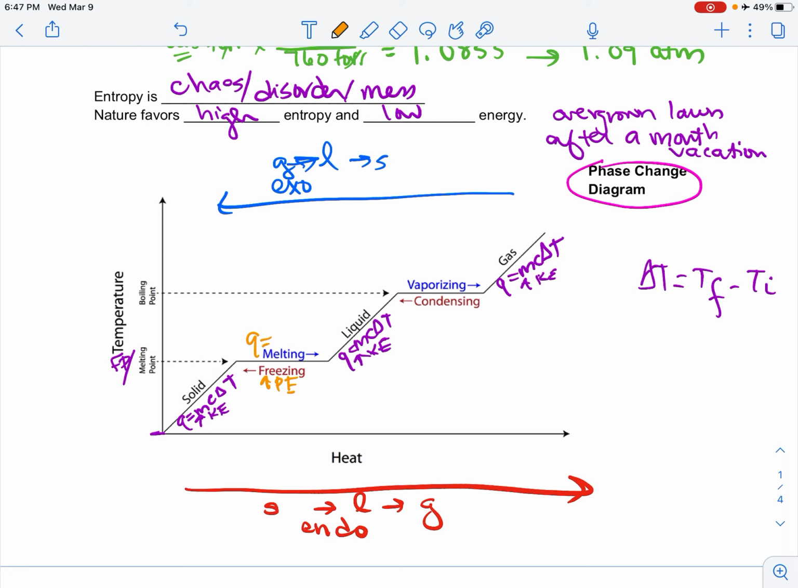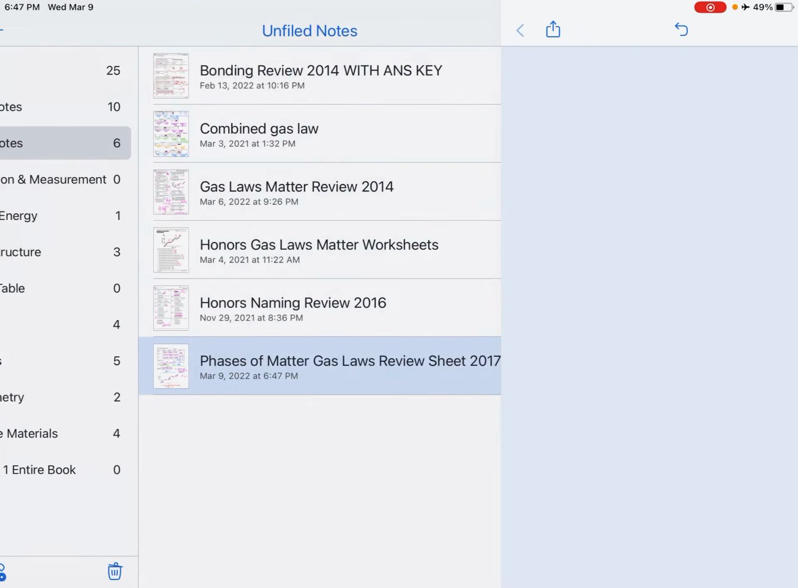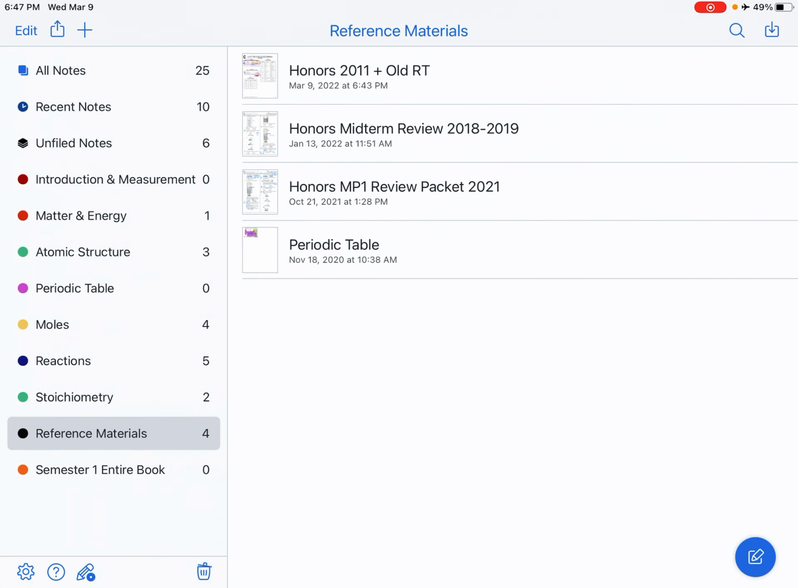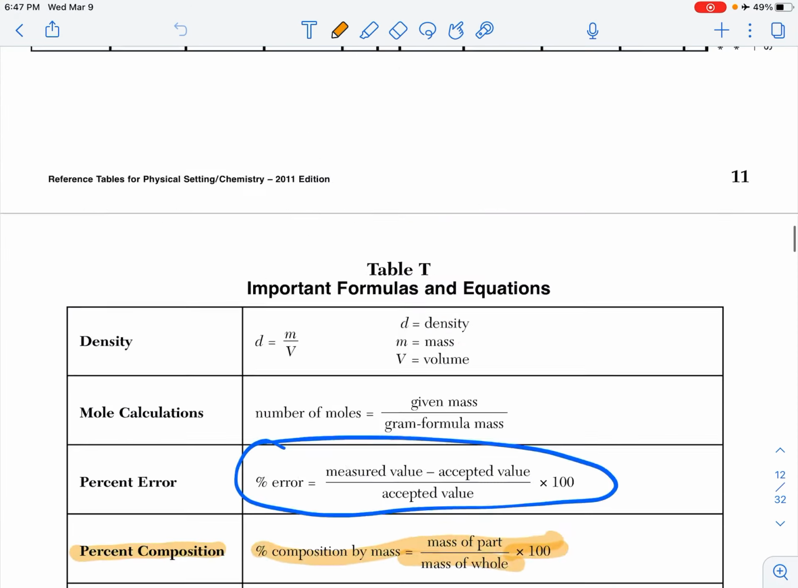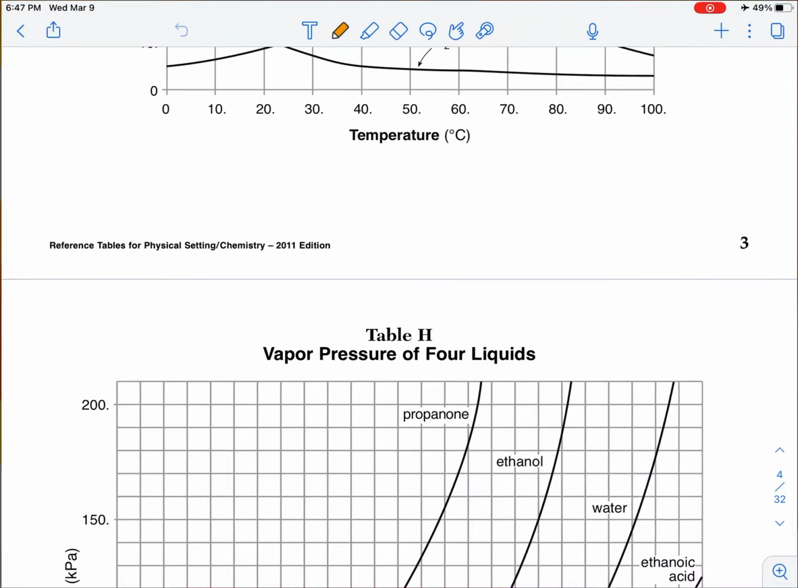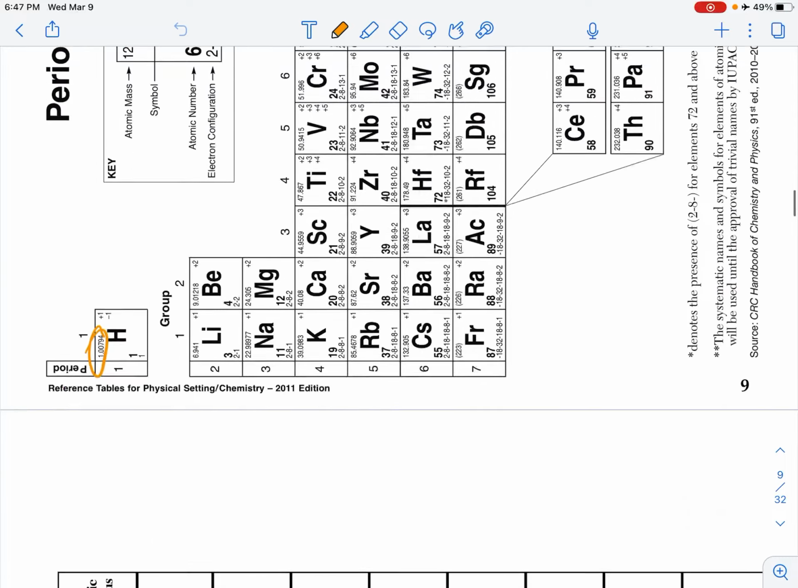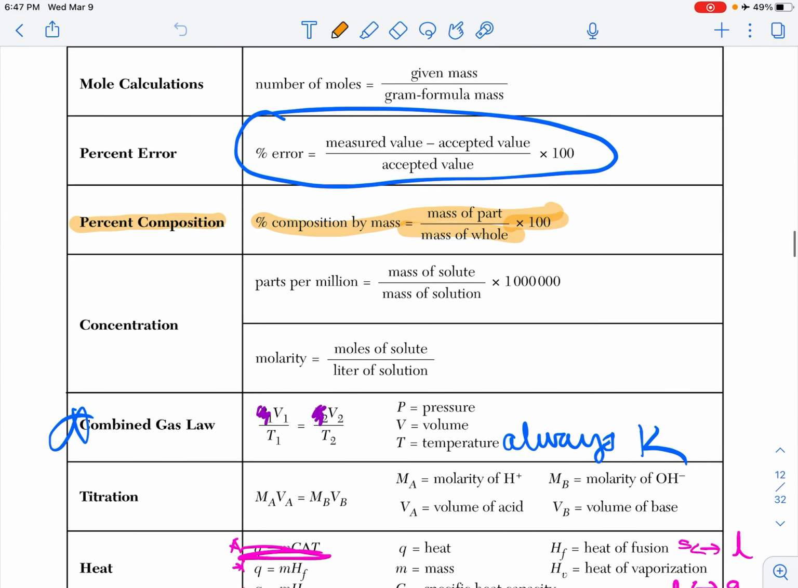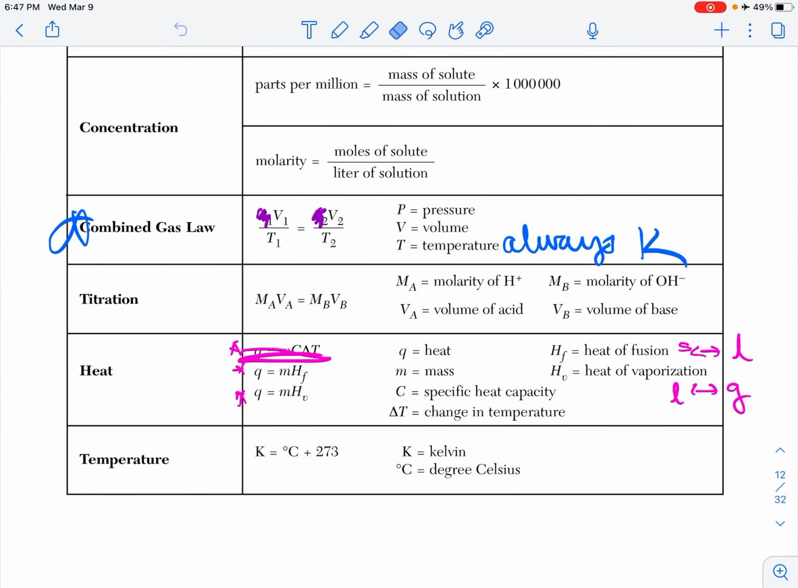So when we have our Q formula, you don't have a delta T. So going back to your reference tables, table T, sorry. Oh no. So, oh boy, sorry. If I go back to table T, I cannot use delta T here. So I have MHF and MHV. Yeah. So Q equals MHF, the heat of fusion is between solids and liquids.